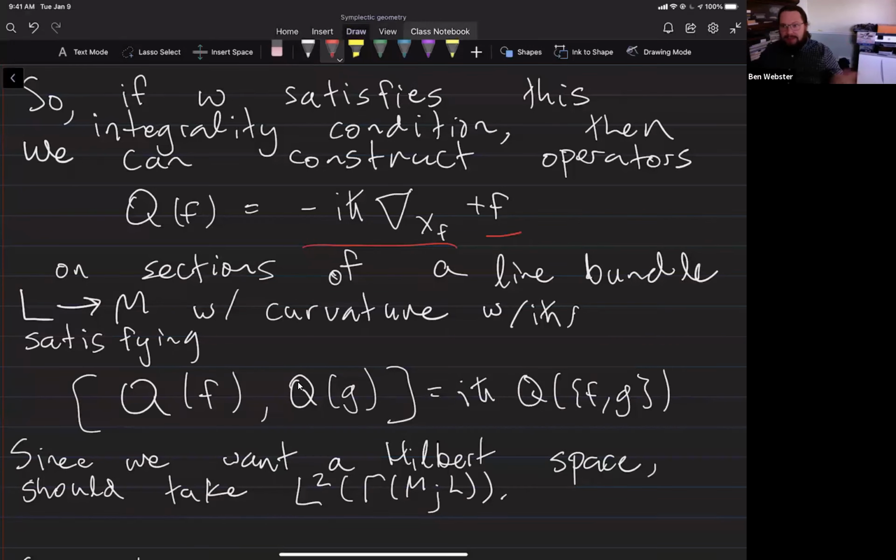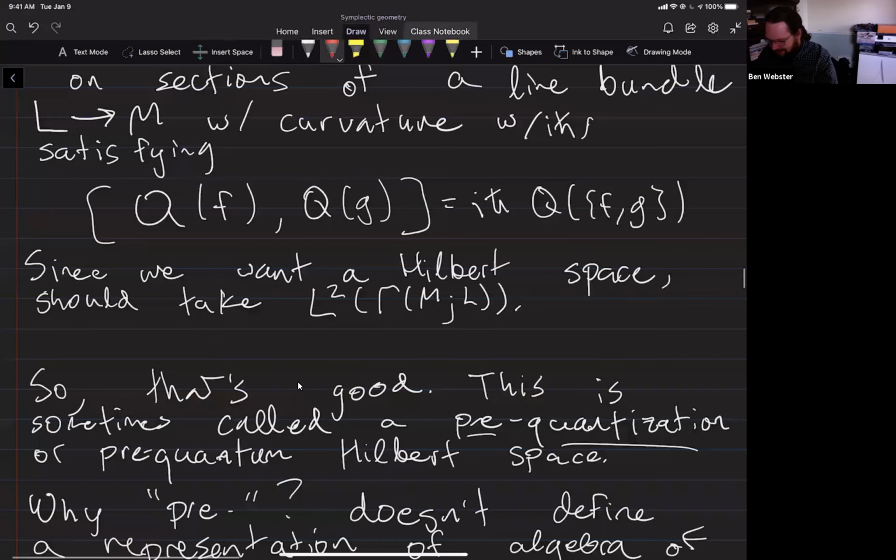All right, you might look at this and say, okay, great, we're done. Right? We found non-commutative operators where the usual bracket matches the Poisson bracket perfectly. Great, so we can all just go on. Not so much. So this is called the pre-quantization or pre-quantum Hilbert space. Why is it called pre? What's not quantum about it?